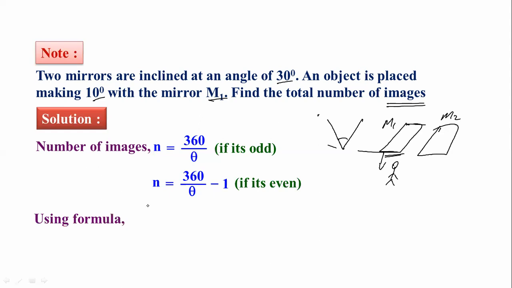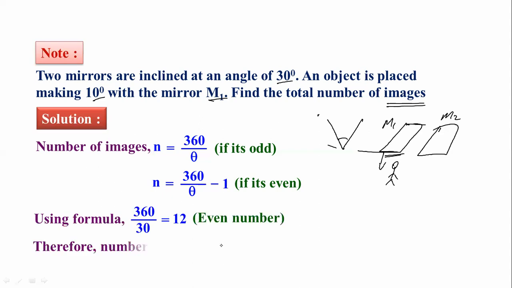By using this formula now, the mirror angle given is 30 degrees, right? So 360 divided by 30, how much do we get? 0 and 0 cancel, 3 ones are 3, 3 twos are 6... we get 12 as the answer. But this 12 is an even number, correct? If it is an even number, you have to subtract 1 from it. Therefore the number of images is 12 minus 1, we get 11.